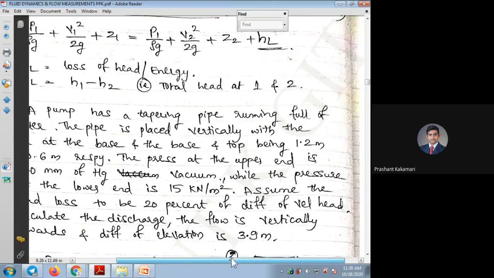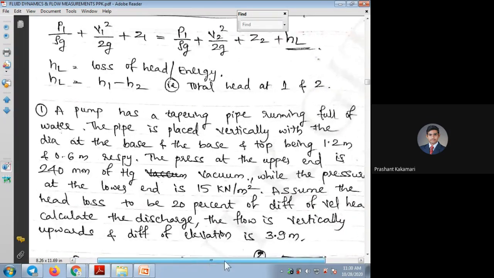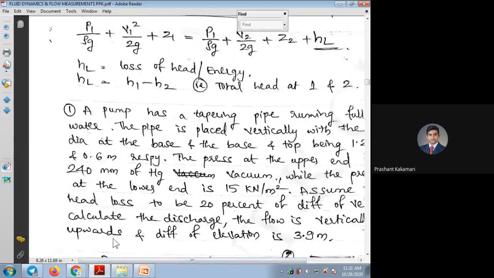Last sentence is calculate discharge. Q we need to find out, so we need A1 V1 or A2 V2. The flow is vertically upwards, and the difference of elevation is 3.9 meters. Means the height of the pipe, or Z2 value, is 3.9 meters.